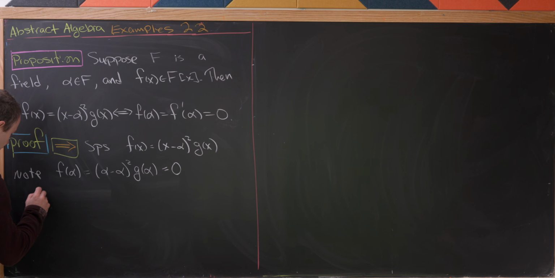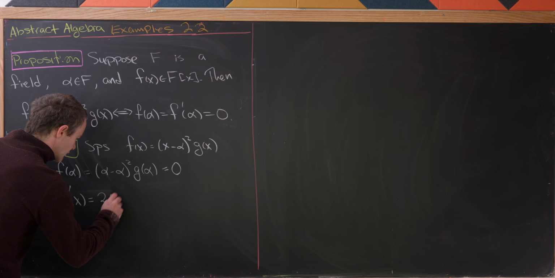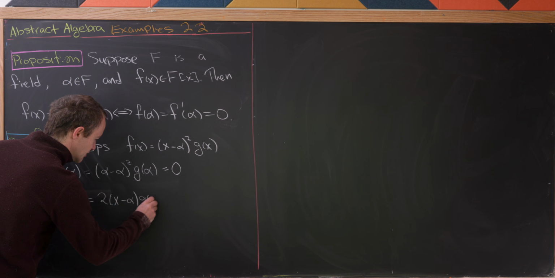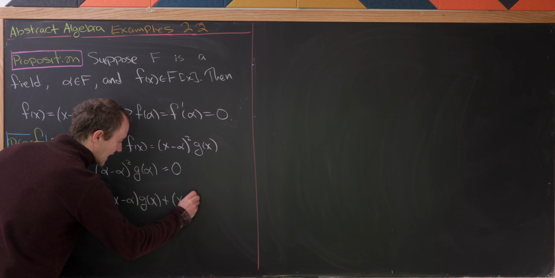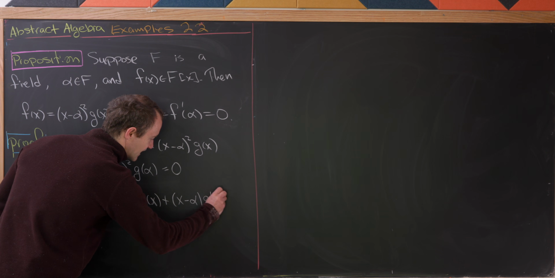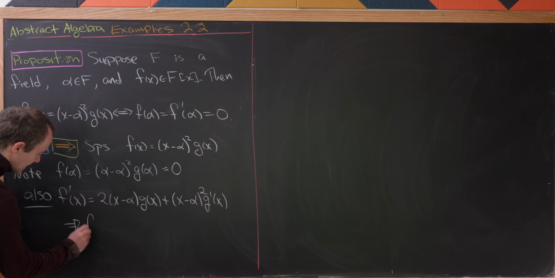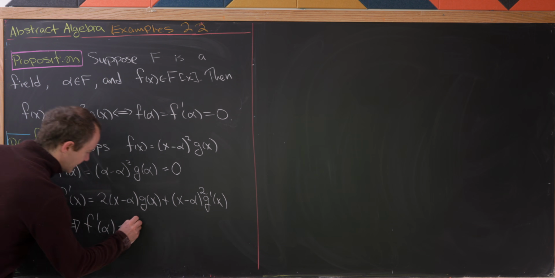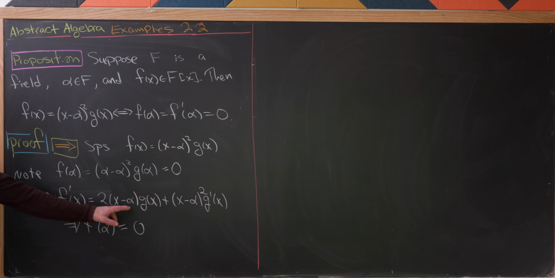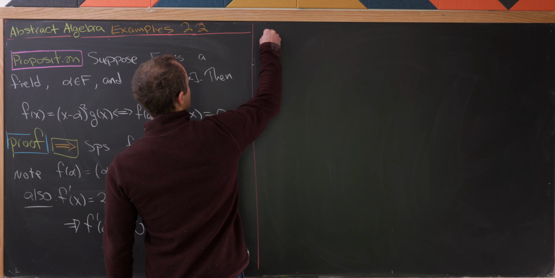And now let's take the derivative. So also we see that f prime(x) is equal to, using the product rule, 2 times (x minus alpha) times g(x) plus (x minus alpha) squared times g prime(x). But notice that immediately tells us that f prime(alpha) is equal to 0, because we get an alpha minus alpha in each term. Okay, so now let's go in the reverse direction.